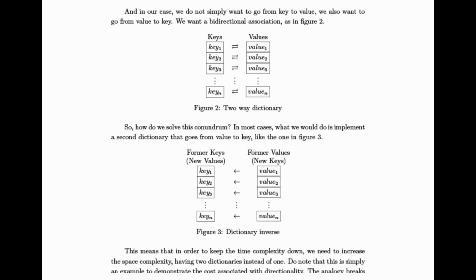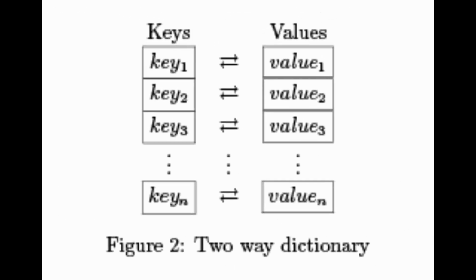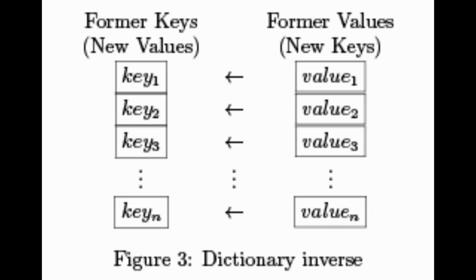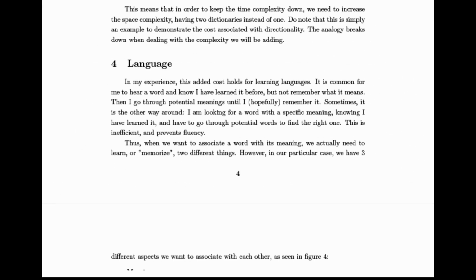And in our case, we don't only want to go from key to value. We actually want to go from value to key as well. We want a bidirectional association. But how do we solve this conundrum? In most cases, people simply implement a second dictionary that goes from value to key. This means that in order to keep the time complexity down, we need to increase the space complexity, in this case having two dictionaries instead of one. As a disclaimer, this is only used to demonstrate the cost associated with directionality. The analogy actually does break down when dealing with the complexity we'll be adding later on.